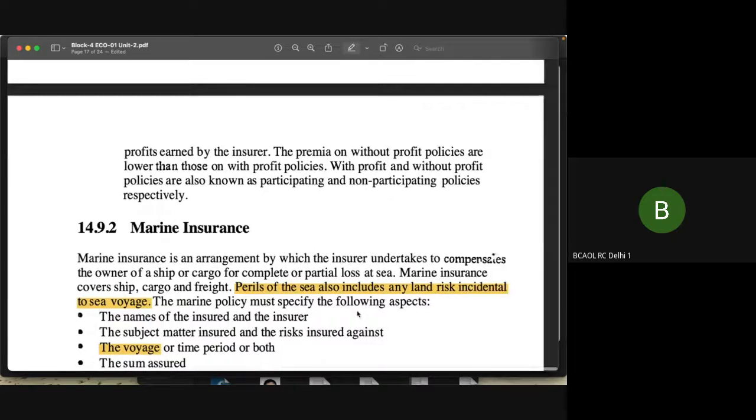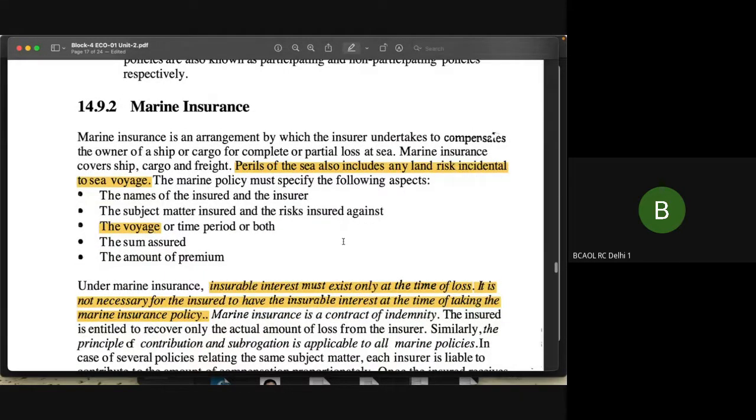Okay, marine insurance is basically perils of the sea during the sea voyage. Sea की जो जर्नी होती है, उस टाइम पीरियड में अगर आपका कुछ रिस्क, कुछ नुकसान होता है, तो वो मरीन इंश्योरेंस कवर करती है. Okay, marine insurance should occur at the time of loss.